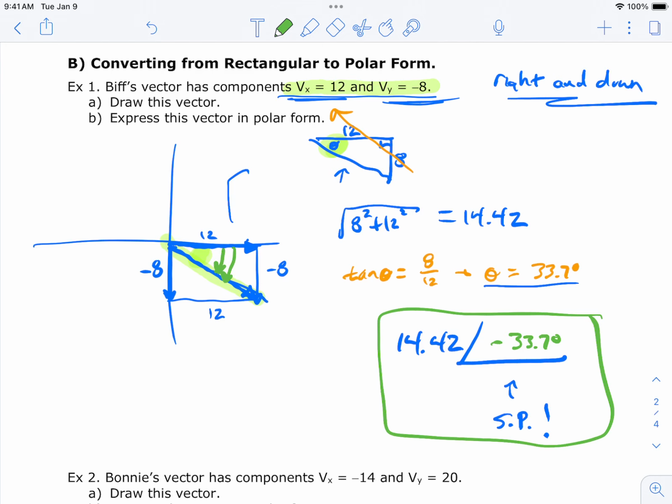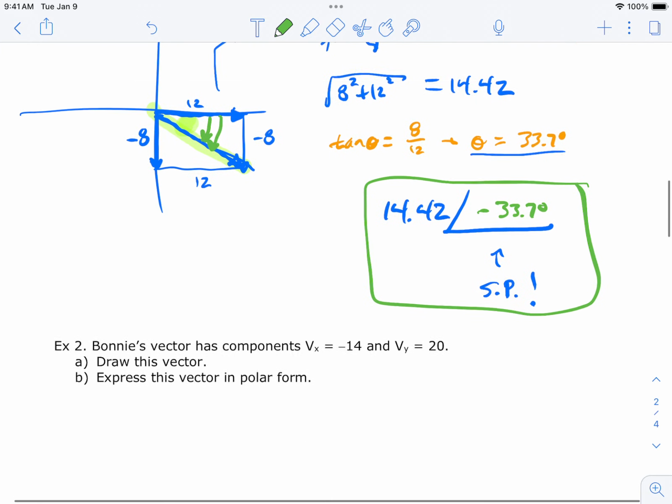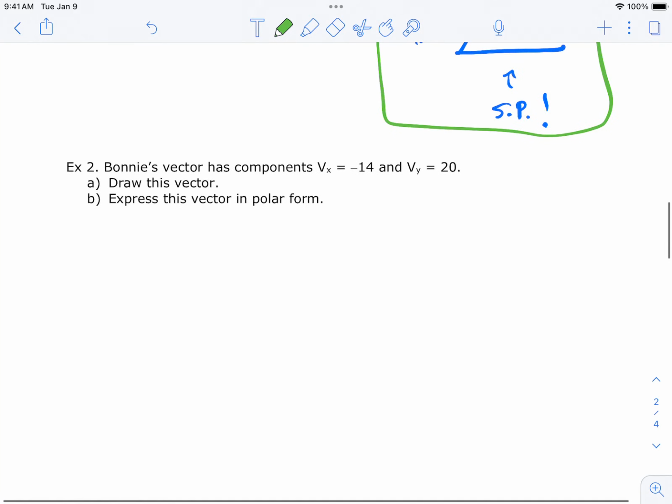So, okay, let's look at this one. Bonnie's vector has, okay, I like to do this. Vx is negative, Vy is positive. So that means left and up, right? You go negative x direction, that's left. You go positive y direction, that's up. You're going left and up.